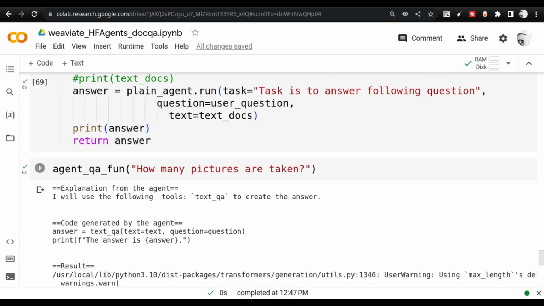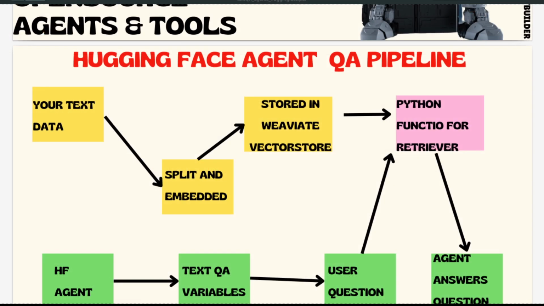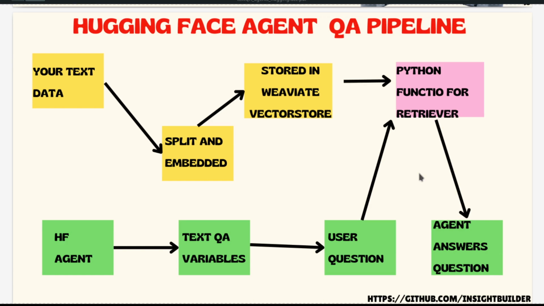What we want is, let us go back to the PDF. I have explained that this particular Python function, or the retriever, is going to take the data from the Weaviate vector store, take the user question, and provide the reply to the agent, and the agent answers the question. Correct? So it has to do a couple of things. First of all, it has to retrieve the text from the Weaviate vector store. Then it has to take the user question. So how is this going to be done?